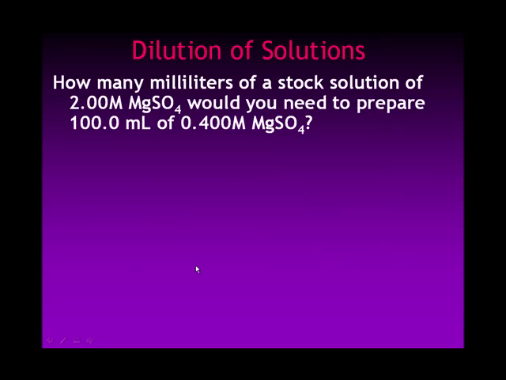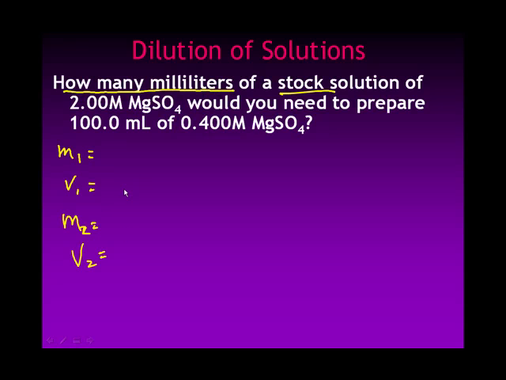So how many milliliters of a stock solution of 2 molar magnesium sulfate would you need to prepare 100 milliliters of 0.4 molar magnesium sulfate? Now stock solution just means that's what I have in the stock room. If we're talking about the concentrated stuff you buy at the grocery store, that would be your stock solution. So this is telling me I have 2 molar magnesium sulfate. What would you need to prepare 100 milliliters of 0.4 molar? Now this is just like those gas problems. Make a list, and it doesn't matter what you call 1 or 2, just as long as you keep them paired up together. So the question is, how many milliliters?